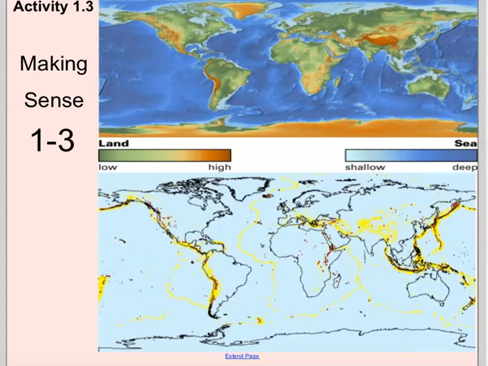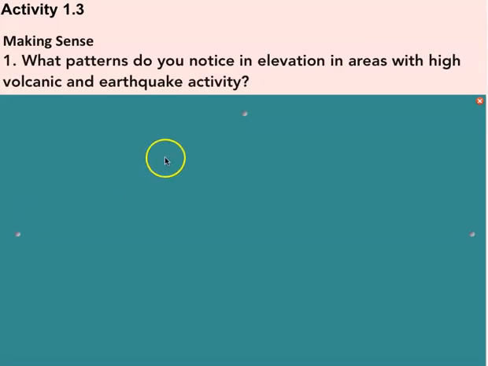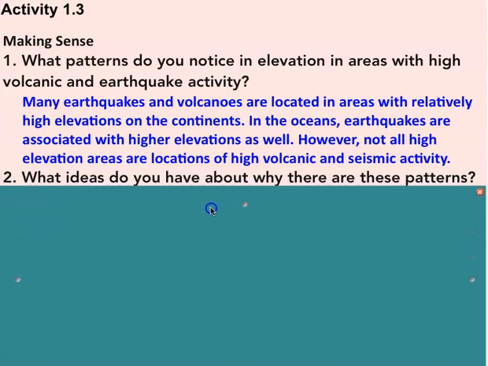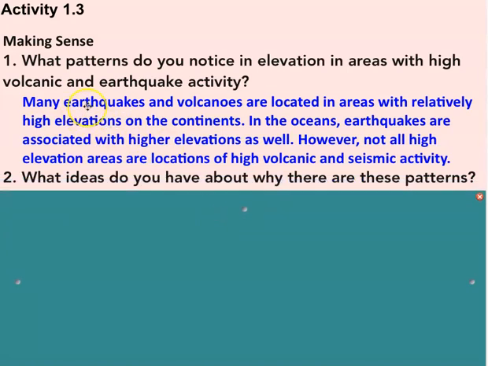All right, so you've had a chance to go through the making sense questions. So let's take a look at them. First question: what patterns do you notice in elevation in areas with high volcanic and earthquake activity? So if I look at the answer key here, one of the things you should have noticed is that there are lots of earthquakes and volcanoes, and they're located in areas with relatively high elevation on the continents. In the oceans, earthquakes are associated with higher elevation as well. However, not all high elevation areas are locations of high volcanic and seismic activity.